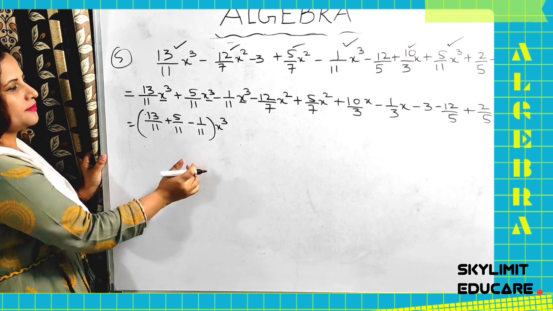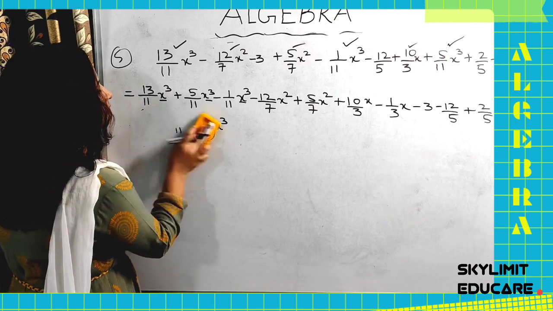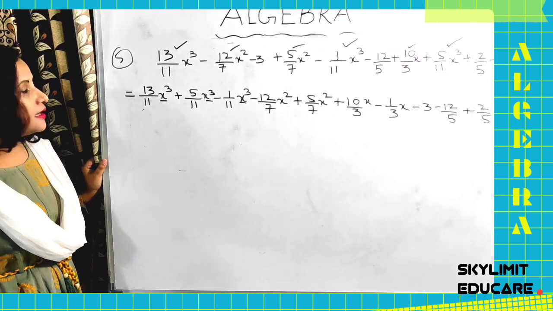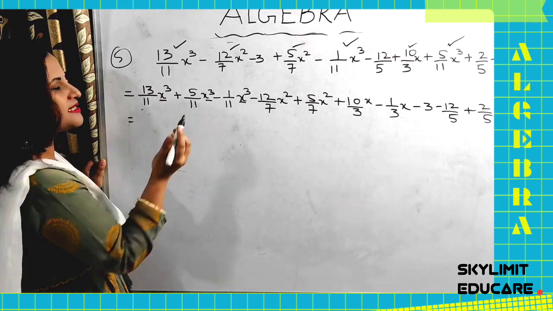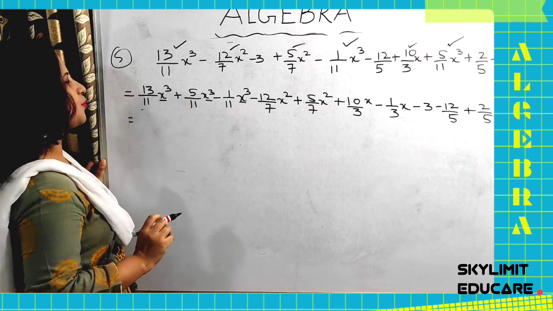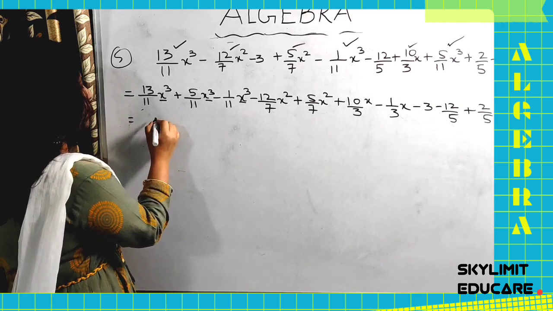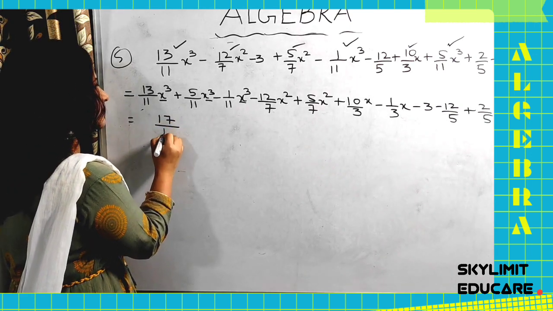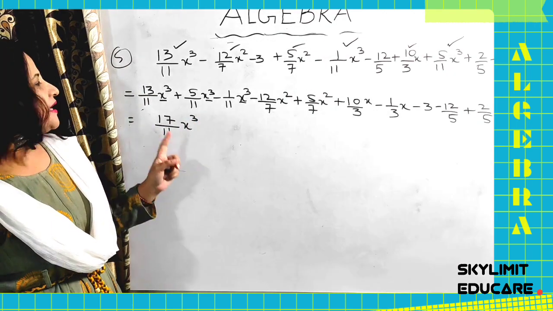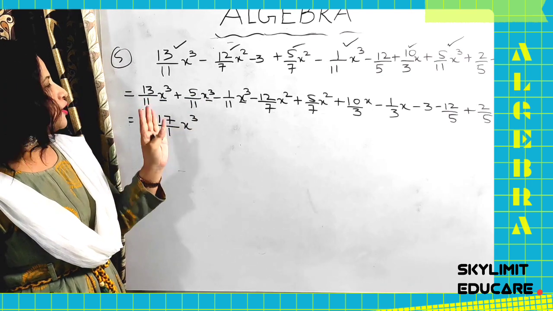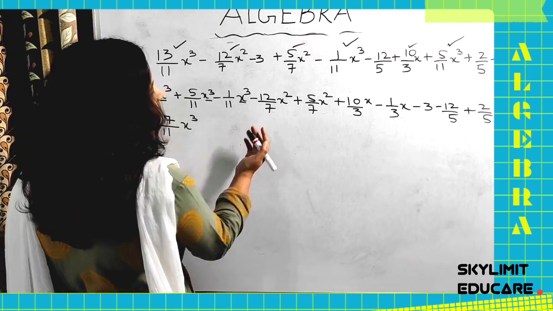Otherwise, don't write like this, it becomes critical. You can just simply solve it. See, 11 is the denominator for all of them. So 13 plus 5 minus 1 only. So 13 plus 5 is how much? 18. And 18 minus 1 is how much? 17. So you can simply write 17 by 11 x cube. Very simply you can solve it instead of making it lengthy. They are like fractions, you know. So obviously 13 plus 5, 18 minus 1, 17. Got the answer? Now next part.